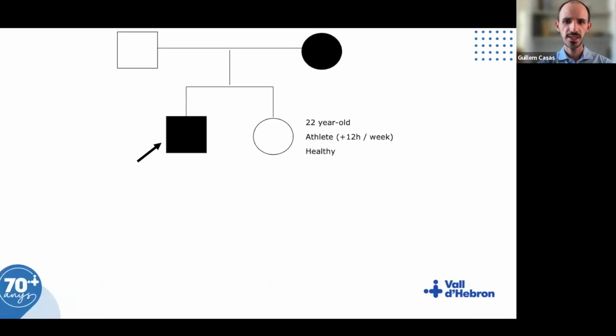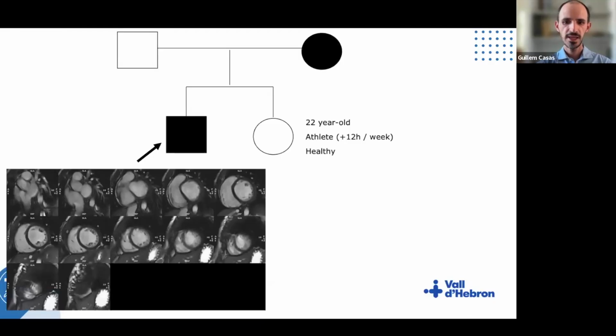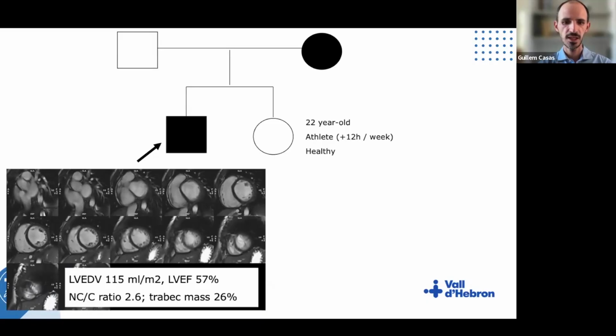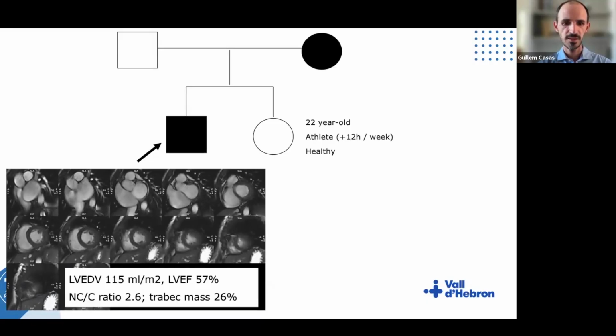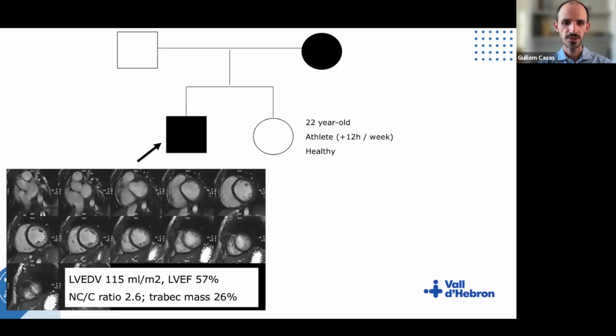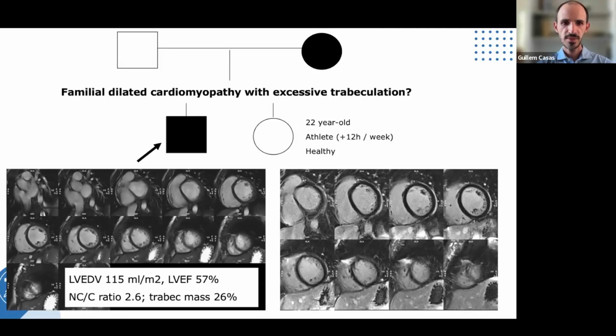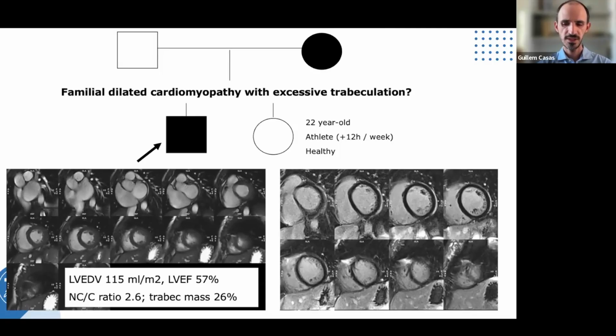So we went to study the sister. She was a 22-year-old healthy woman, also an athlete, and her CMR showed a moderately dilated left ventricle with normal ejection fraction, but again, significant hypertrabeculation, fulfilling diagnostic criteria. No late gadolinium enhancement. So the diagnosis every time seems more certain to be familial dilated cardiomyopathy with excessive trabeculation.